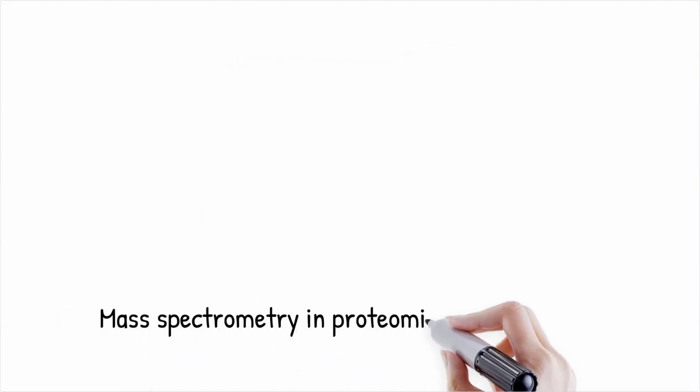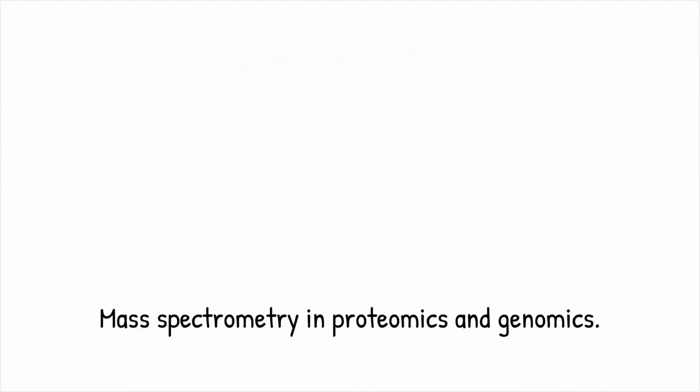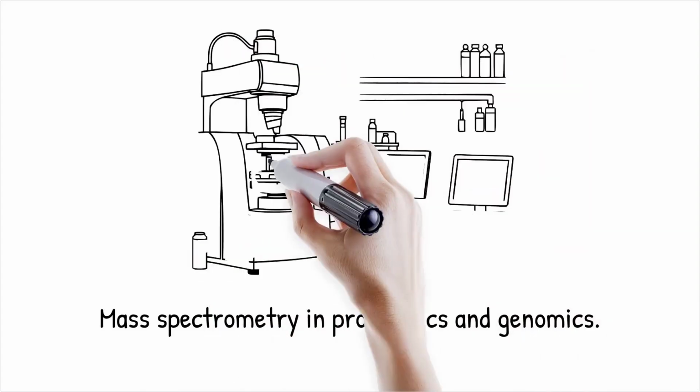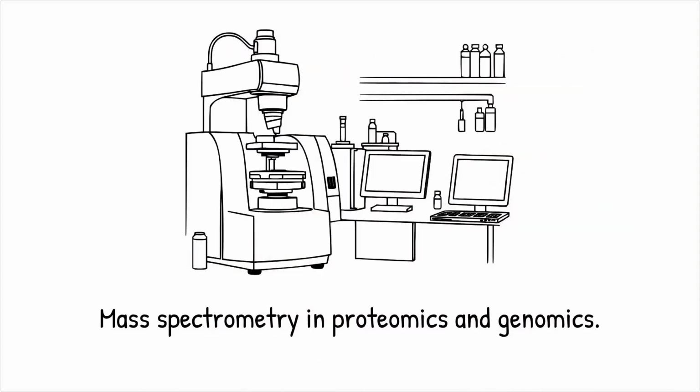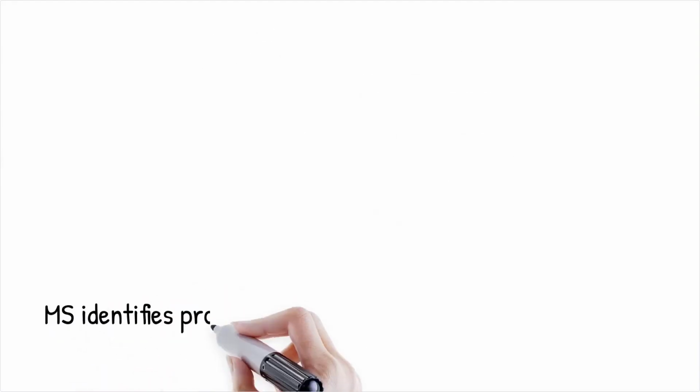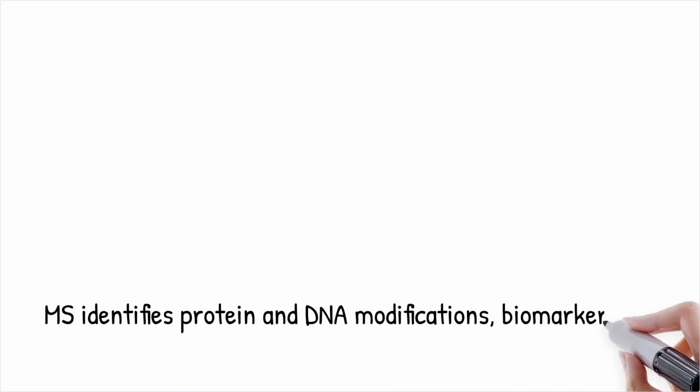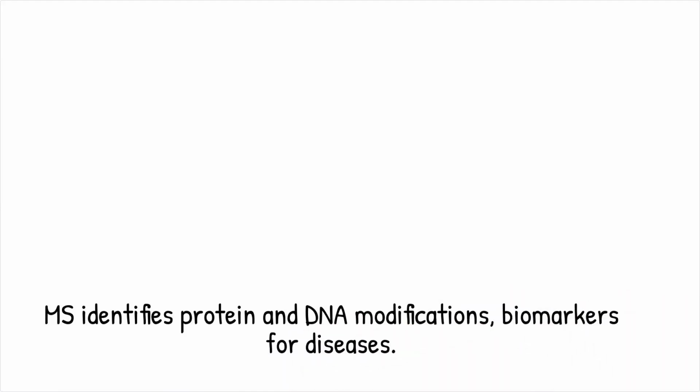Mass spectrometry is a cornerstone of proteomics, protein study, and genomics, DNA and RNA analysis. Techniques like tandem mass spectrometry, MS/MS, allow the fragmentation of ions, providing detailed information about molecular structures and sequences. In proteomics, MS identifies post-translational modifications and protein interactions.